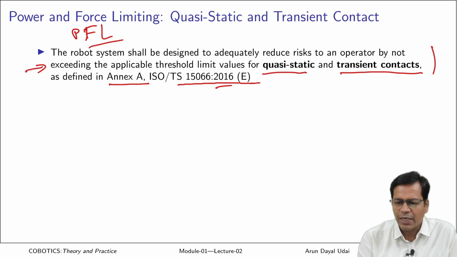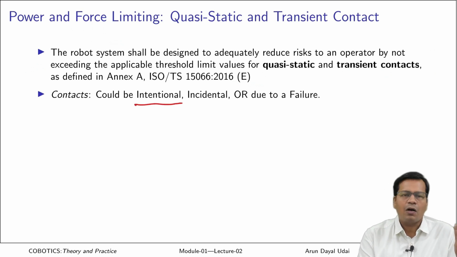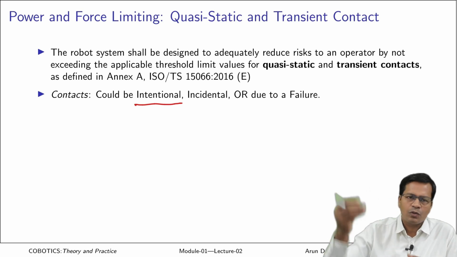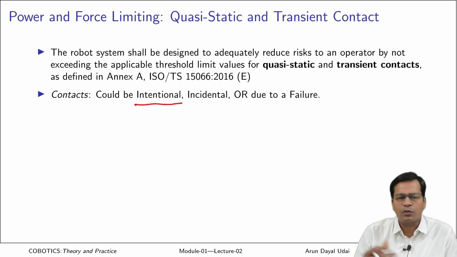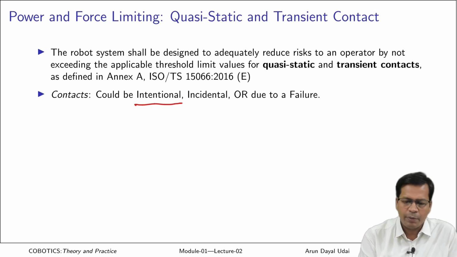So, what are quasi-static and transient contacts? What exactly is contact first of all? Contact could be due to an intentional operation. It may be trying to measure something, right. You take your robot to some place and you want to measure the coordinates or forces or something. Or maybe due to teaching. So, that could be intentional, it could be incidental. You have programmed it to do something and then it overshot or did something else, primarily because of a program failure or something like that.